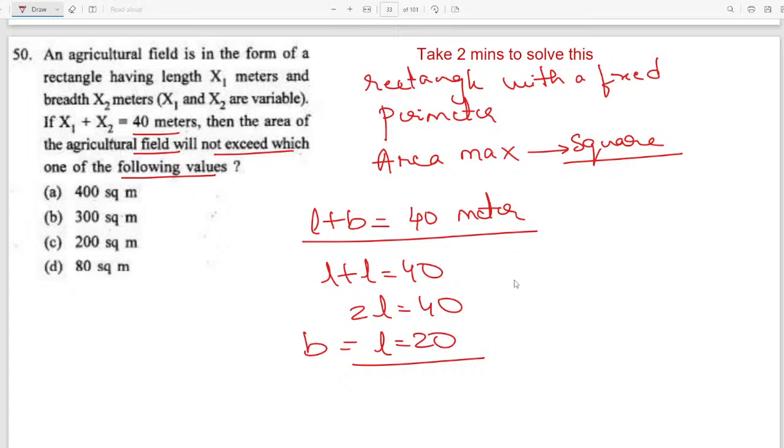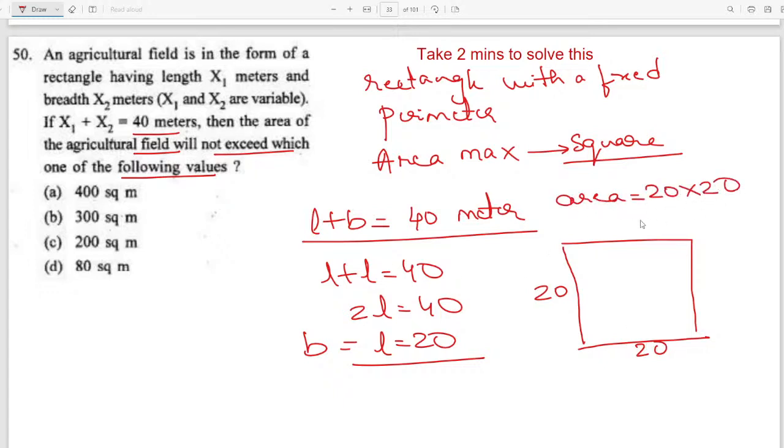In that case, when the area is maximum, the rectangle will become a square with all sides equal, and the length of that side is 20. So the area of this square is equal to 20 into 20, that is equal to 400. So the maximum area with this perimeter would be 400. The area cannot exceed 400 square meters. So the correct answer is option A.